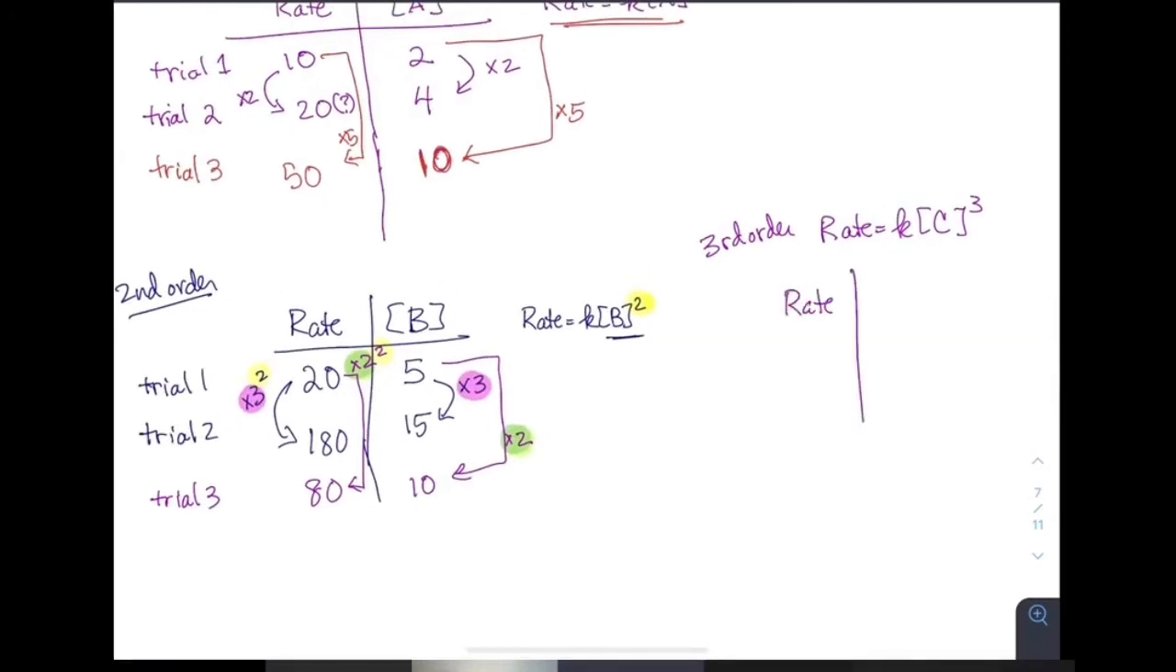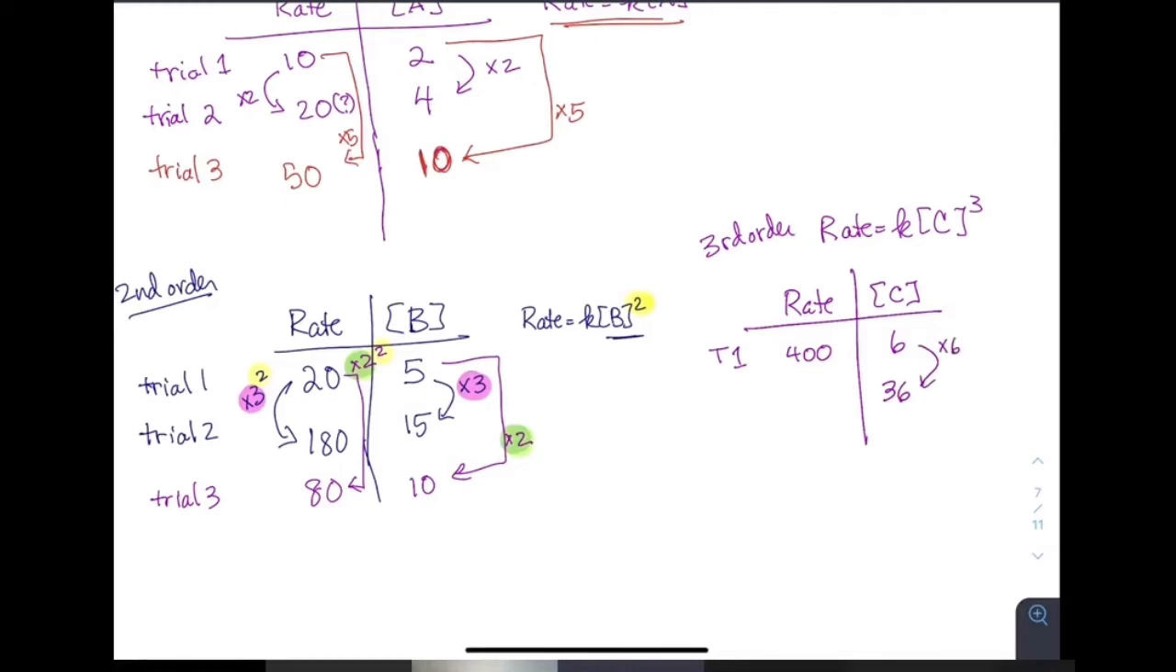Rate and concentration of C in trial 1. Let's say we make the concentration of C 6, and we measure experimentally that the rate is 400, making up numbers. If we change the concentration of C to 36, which means we went up by 6.